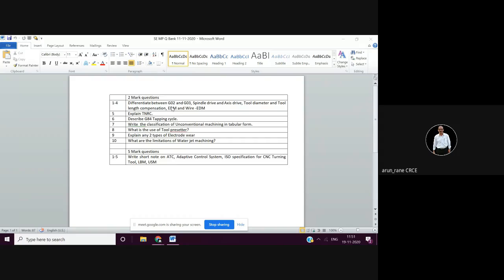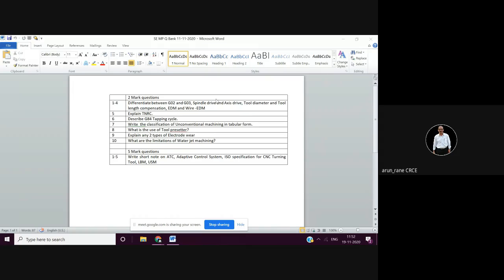Then if it is for three marks and you want to write a third point, you can show the diagram, clockwise and counterclockwise. There you can show the start point, the end point, and the radius. That is again a valid point.